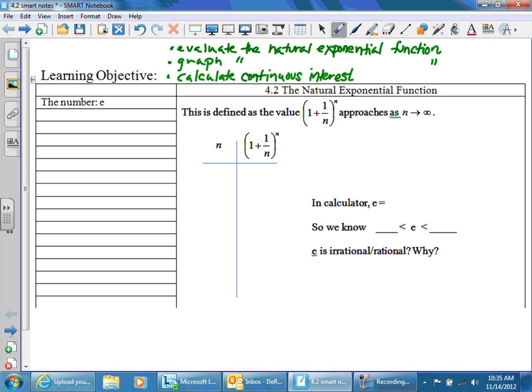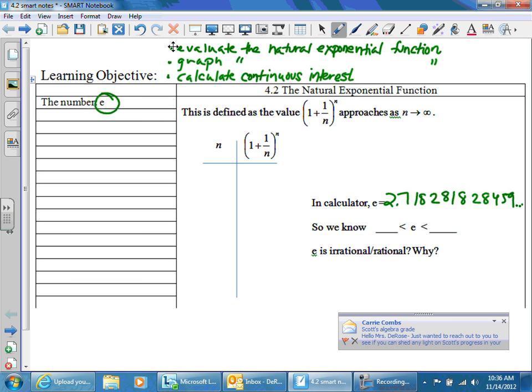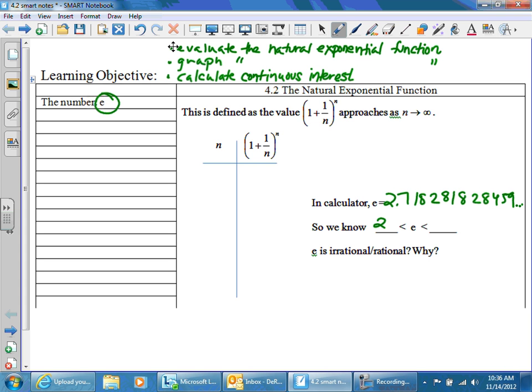Okay, so first we're going to just kind of investigate a little bit about the number e. See if you can find e in your calculator somewhere. So once you click on E in your calculator, you're going to see, if you just hit enter, that it's going to be approximately 2.718281825.9-ish, okay? And it keeps going without any pattern. It's an irrational number. Okay, so we know that e is between 2 and 3.